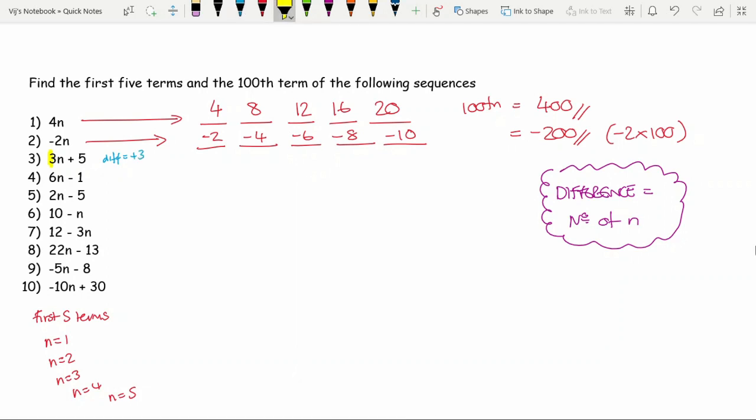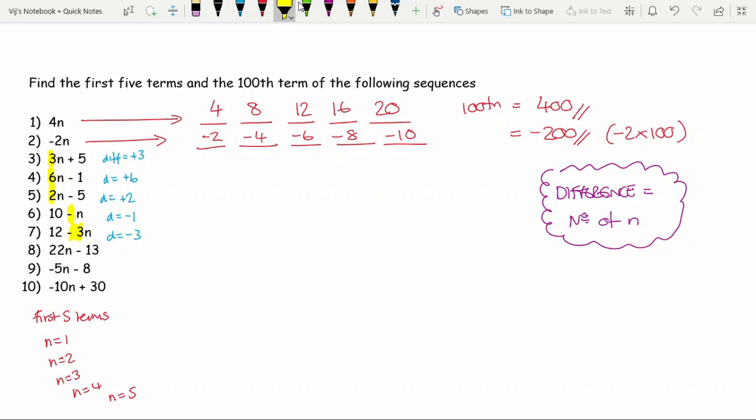With question 4, the difference is going to be positive 6, so it's going up 6. For question 5, it's going to be going up in plus 2. For question 6, because there's no number in front of n, I can still see an n, so there is still 1. So the difference here is minus 1. For question 7, the difference is minus 3. So D equals minus 3.